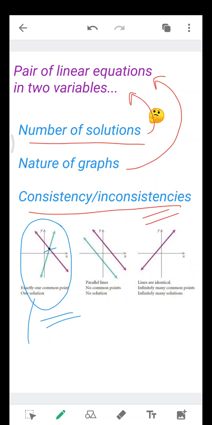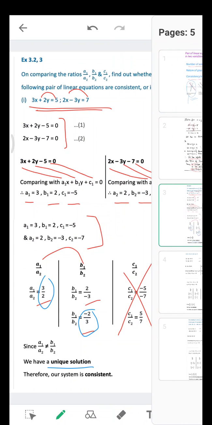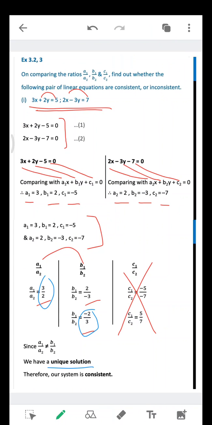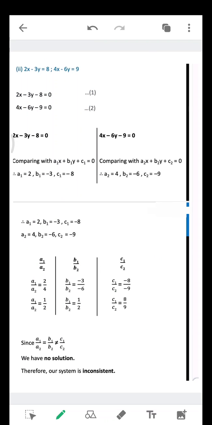And that common point of intersection is the solution, okay? So remember this first case, if a1 by a2 is not equal to b1 by b2. Suppose a1 by a2 is equal to b1 by b2, then let's see what happens. Let's take another example here: 2x minus 3y minus 8, 4x minus 6y minus 9.